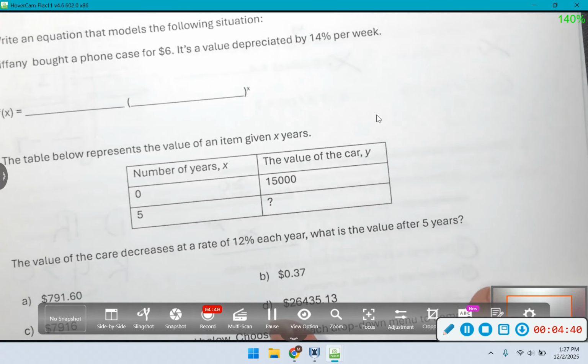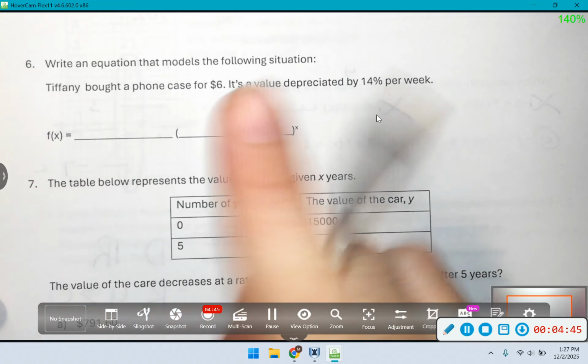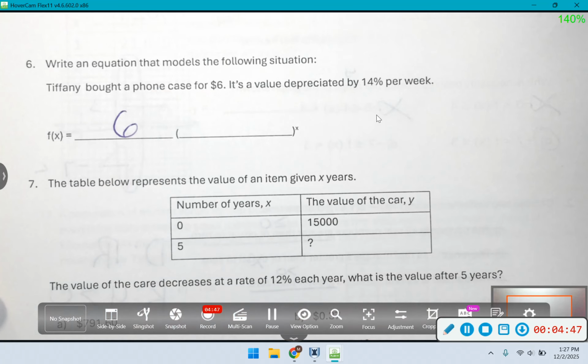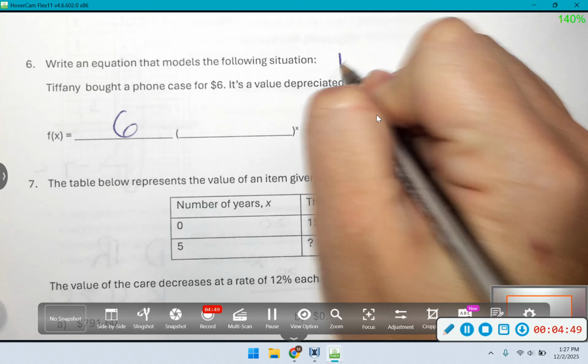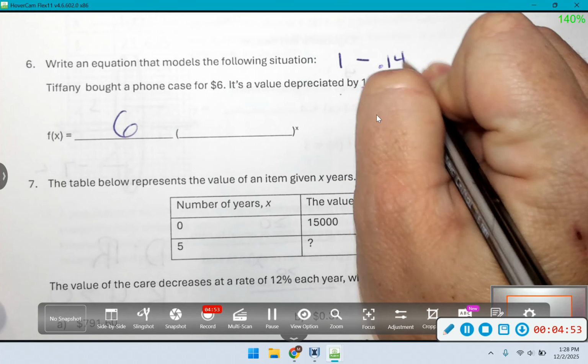Okay, this one says write an equation that models the following situation. Tiffany bought a phone case for $6, so it started at $6, and the value depreciates. So 1 minus 14 divided by 100 to get my percent is 0.14.